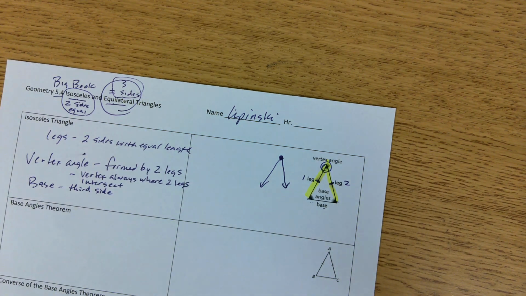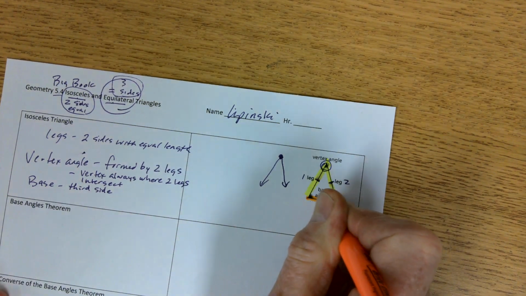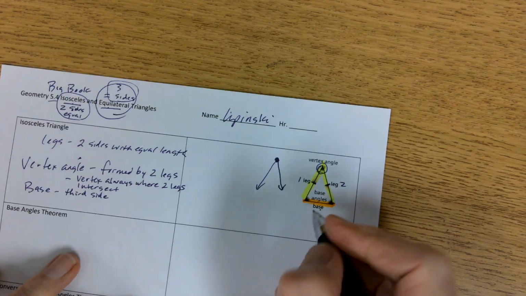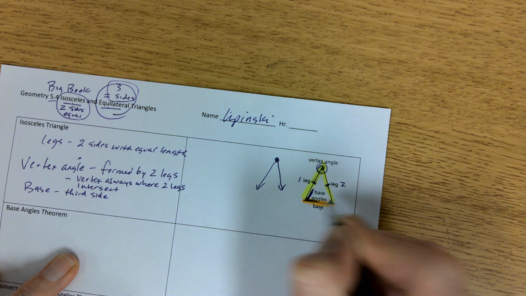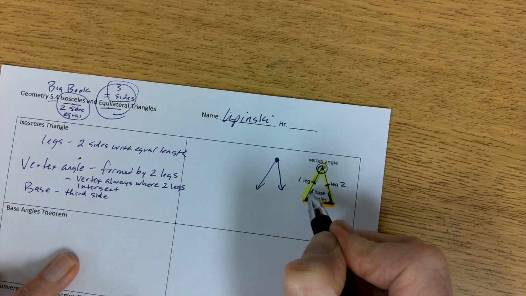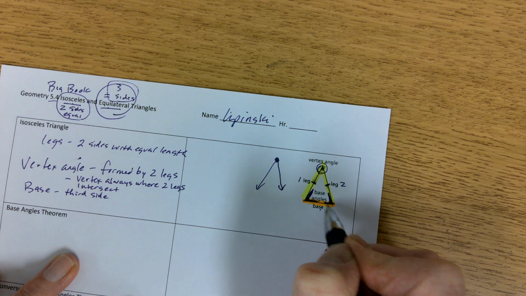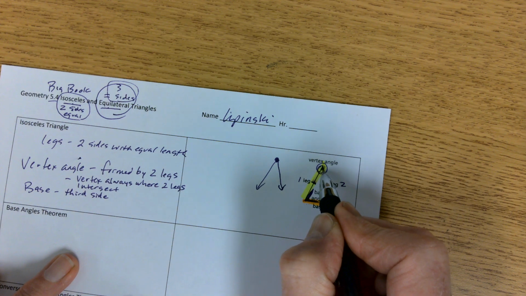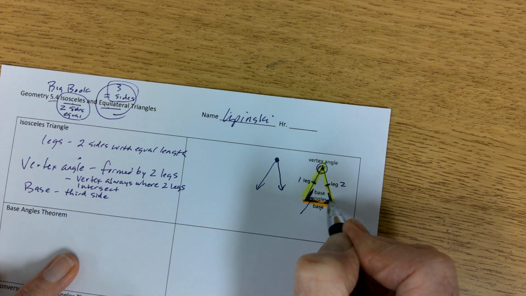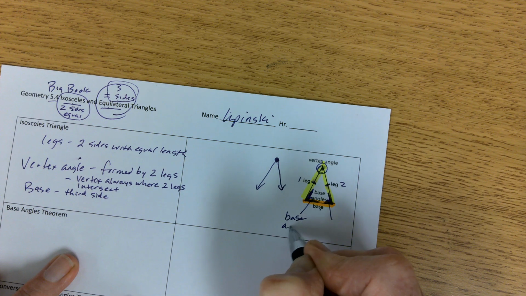And then we always talk about base angles. So the legs are in yellow, your base is orange. Your third side is your base. And the angles formed with the leg and the base are called base angles. A leg and a base, a leg and a base. These are base angles. Vertex angle, the other two angles are base angles. Base angle, base angle.